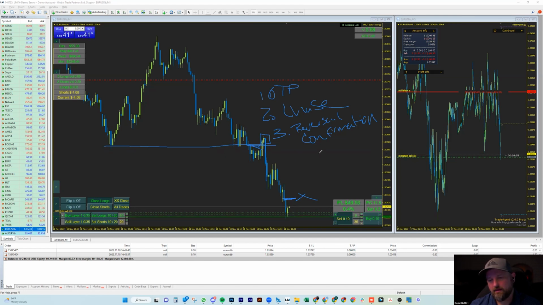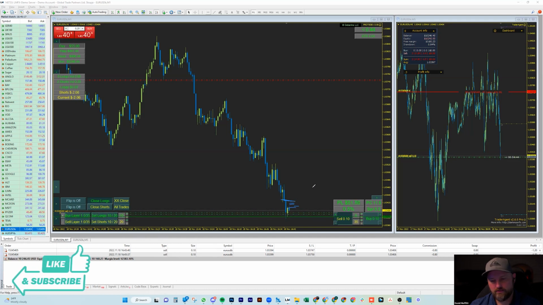So if it pops up any higher but fails to cross, you can still build in and stack on this.